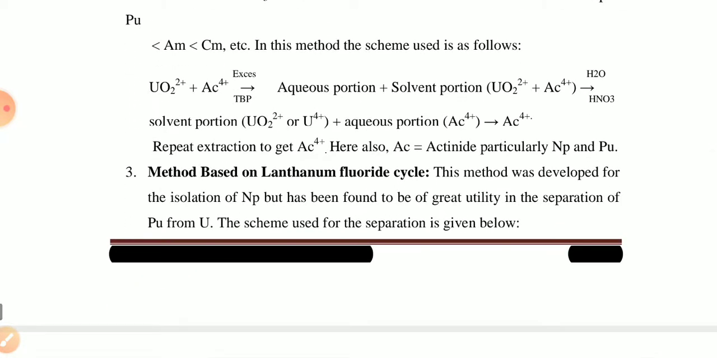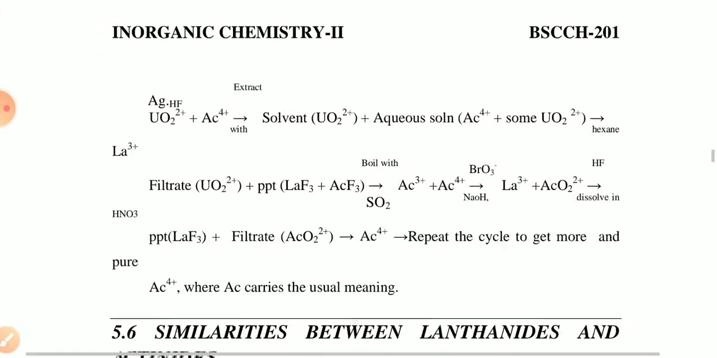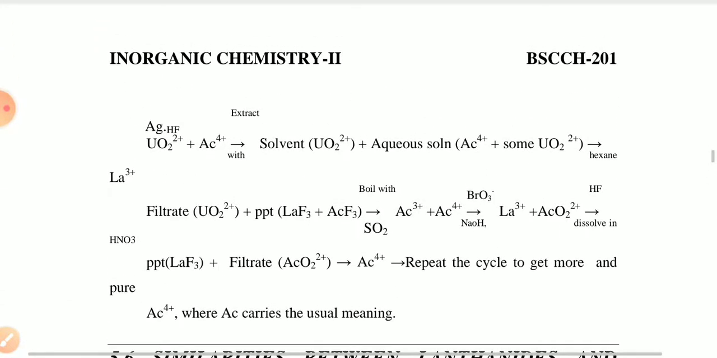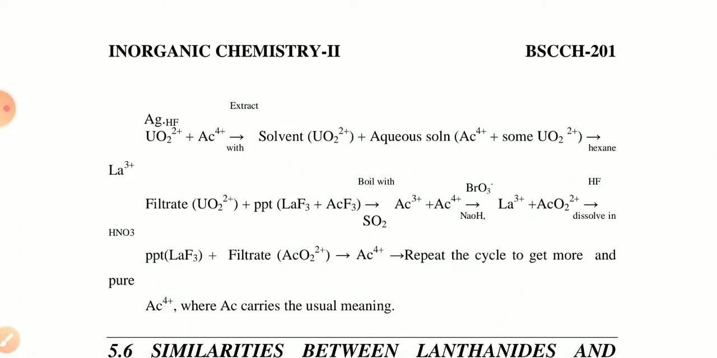The next method is the lanthanum fluoride cycle. This method was developed for the isolation of Np, but has been found to be of great utility in the separation of Pu and U. And the scheme used for the separation can be shown here. So this is the step-by-step process, and by applying this process and repeating the cycle, you can get the pure actinides.